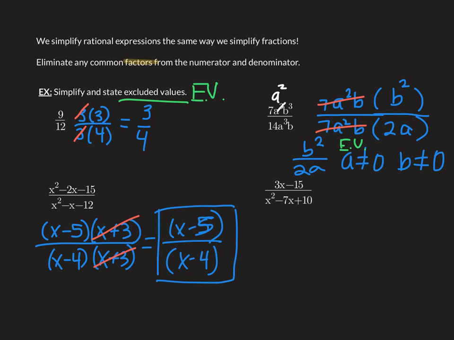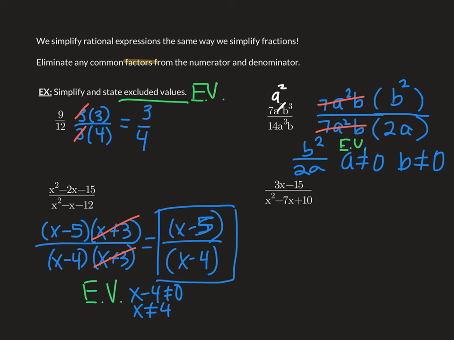Now, I need to state my excluded values. And excluded values come when the denominator equals 0. So what two equations can I use, and why do I ask for two? Well, clearly I have an excluded value when x minus 4 equals 0. So the first one I'm going to write is that x minus 4 cannot be 0, which means x cannot be 4. What's my second one?